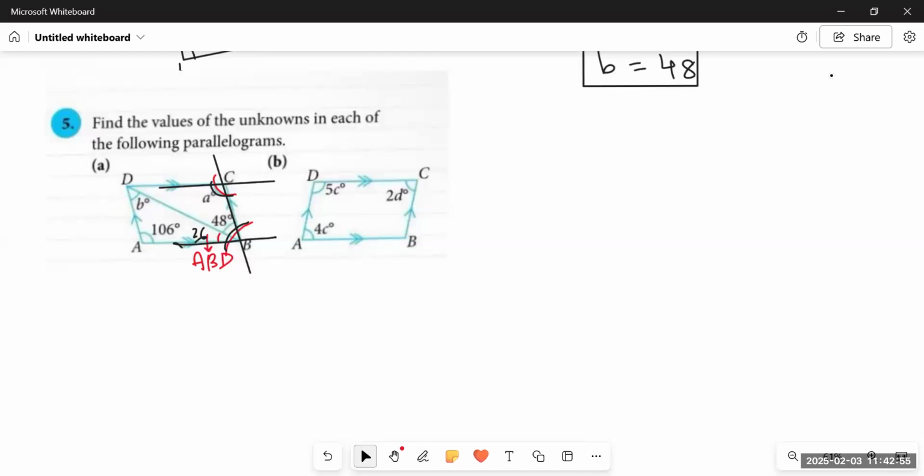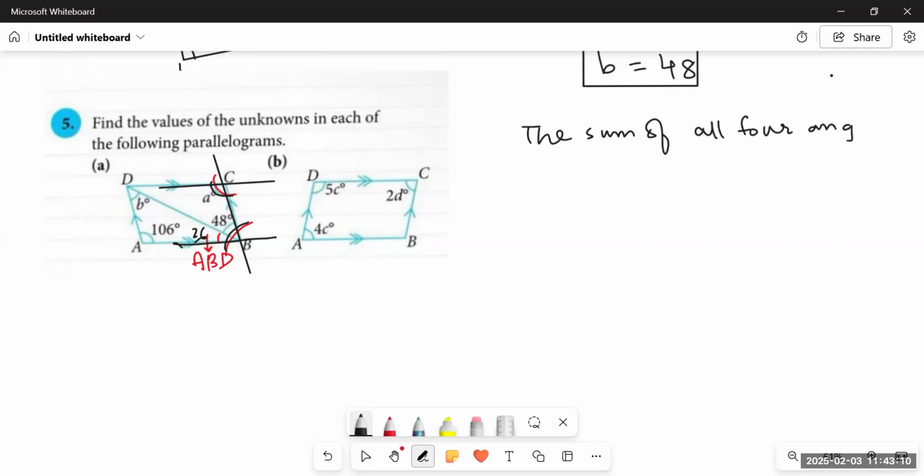Now we are provided with another parallelogram. Do remember one of the properties of quadrilaterals, that the sum of all four angles in a quadrilateral is equal to 360 degrees. When we talk about a triangle, the sum of the three angles in a triangle equals 180 degrees.